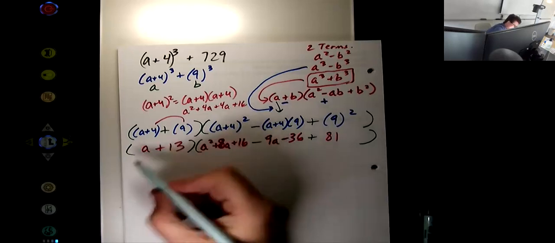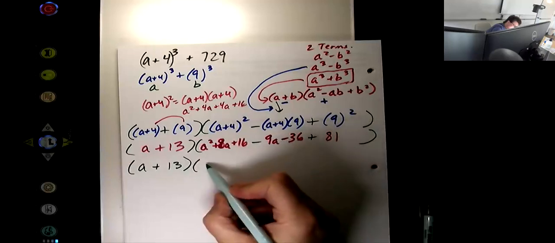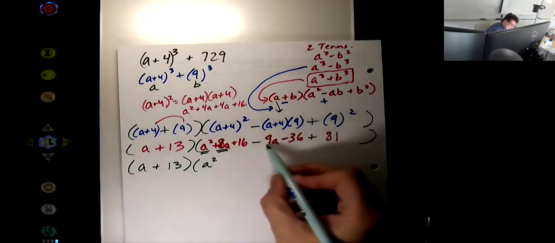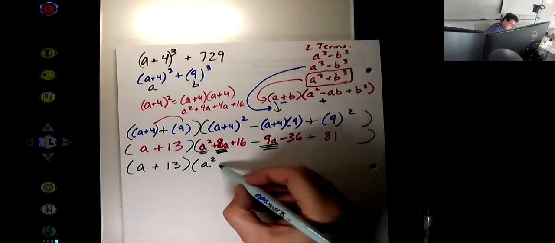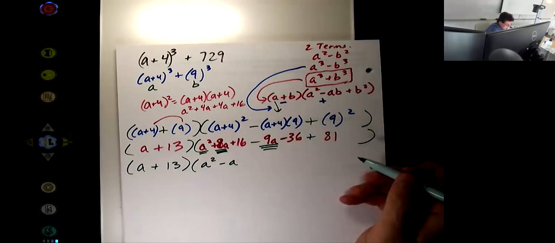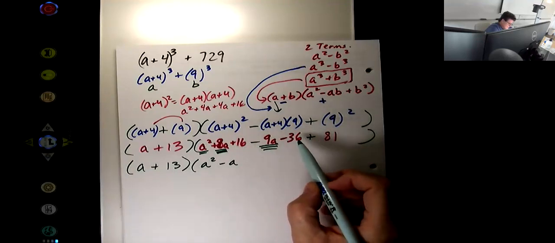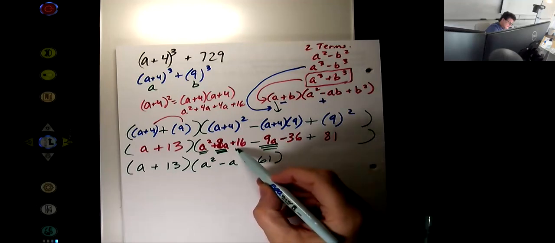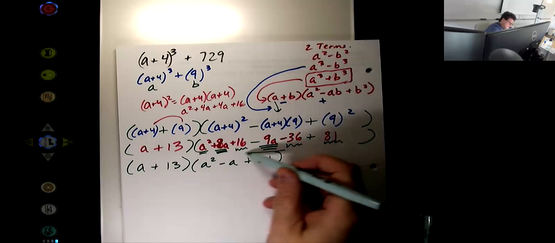And finally, we put together what goes together in the second parentheses. A squared is just a squared. We have 8a minus 9a, which is just minus a. And 16 minus 36 is minus 20, and minus 20 plus 81 is plus 61. And that should be it.